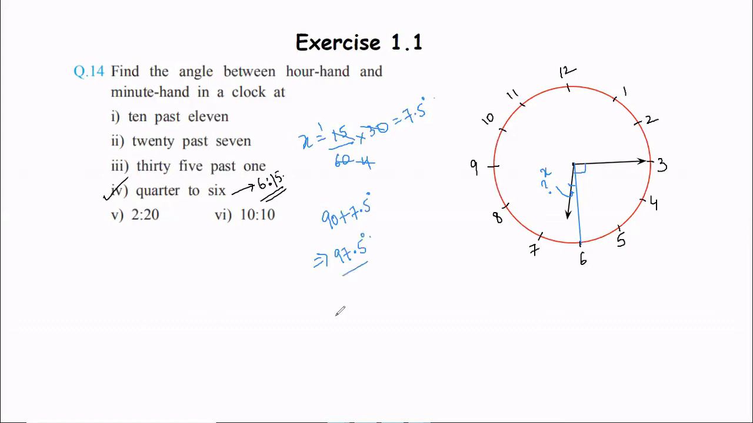In case you want to also write it in terms of minutes, it is 97 degrees plus 0.5 degrees. As we all know, 1 degree is equal to 60 minutes, so 0.5 degree should be equal to 30 minutes. So that's how we can write 97 degrees 30 minutes as the angle between the hour hand and minute hand. Now moving to the fifth question.